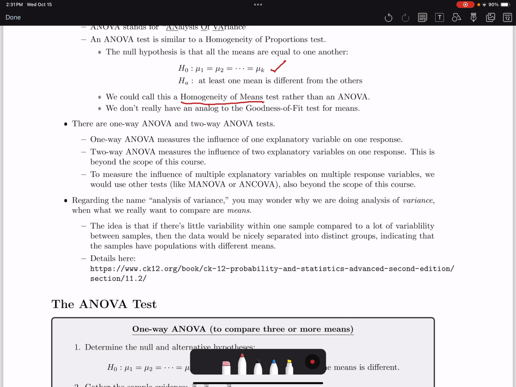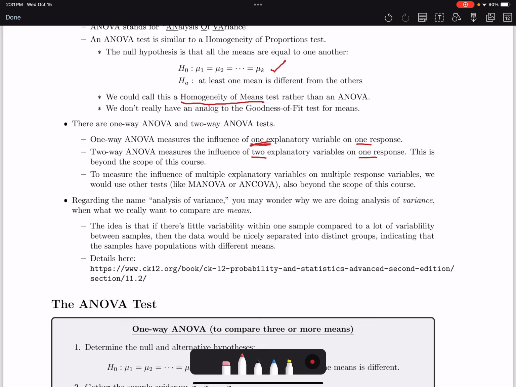A one-way ANOVA measures the influence of one explanatory variable on one response. A two-way ANOVA measures the influence of two explanatory variables on one response. So for example, if you wanted to know what effect does exercise have on weight loss, you would run a one-way ANOVA, one explanatory variable, exercise, and one response, weight loss.